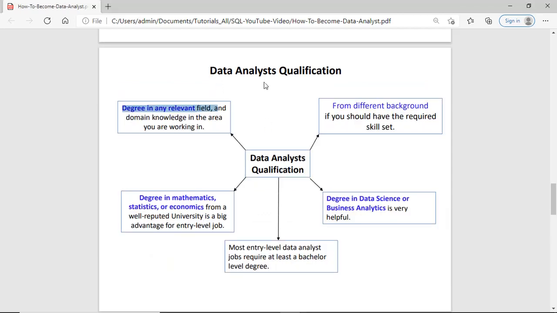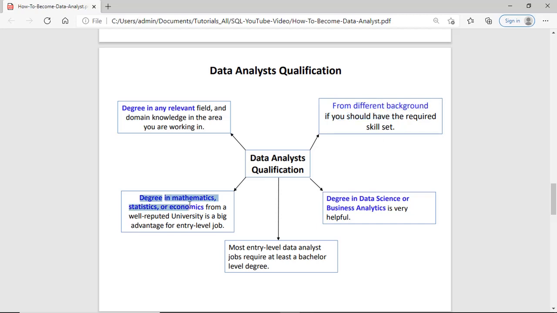Now we talk about data analyst qualification. As you can see, a degree in a relevant field. It means if you have a degree in healthcare and you are working in the healthcare sector and you have domain knowledge of healthcare, then you can join as a data analyst in that sector. Secondly, if you are from a different background and you have the required skill set of a data analyst, then you can also join as a data analyst.